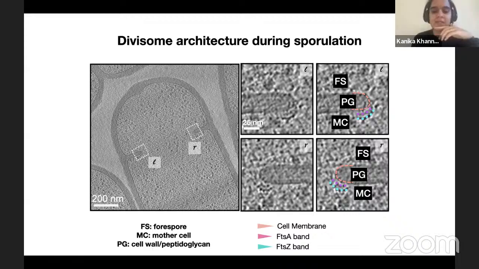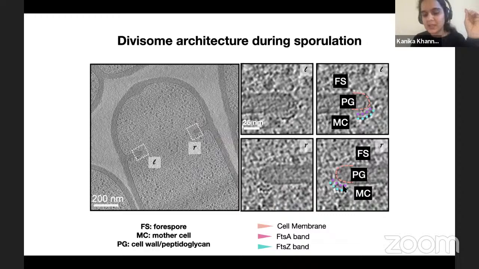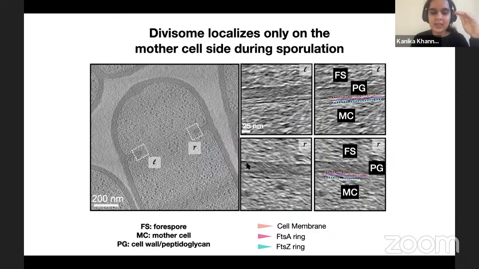So this was really nice, and just to confirm that these dots which we are seeing are not just any dots, but they correspond to cytoskeletal filaments. So if we take basically the cross-sectional view of these cells, we see that this is the forespore and this is the mother cell, and these filaments which correspond to these dots are only present exclusively on the mother cell side.